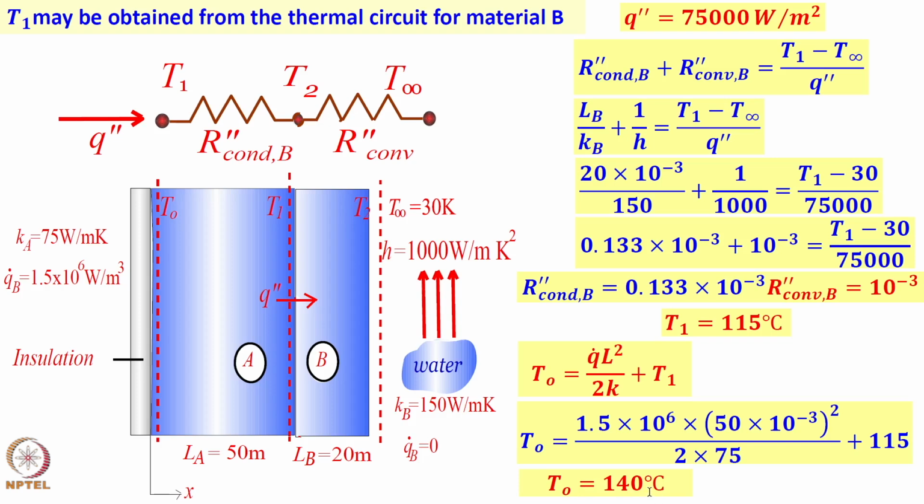T naught is 140 degrees centigrade. These are all very simple exercises, how resistances are calculated, etc. So, you get 140 degrees here. The interface temperature is 115 degrees centigrade. Please note, all the resistances are calculated per area basis because A is not known. You could take it as 1 and calculate, and then the superscript double prime will vanish.